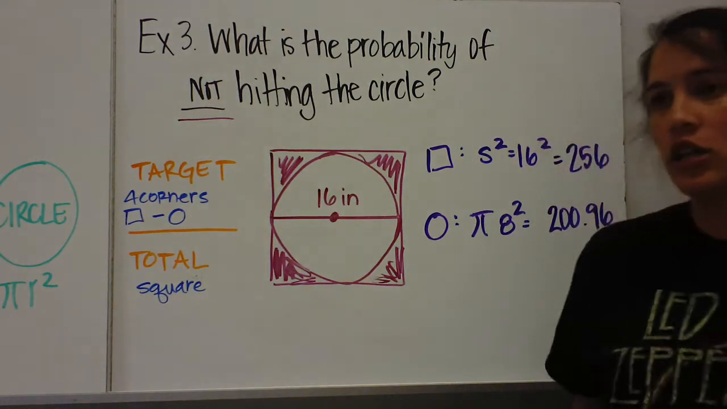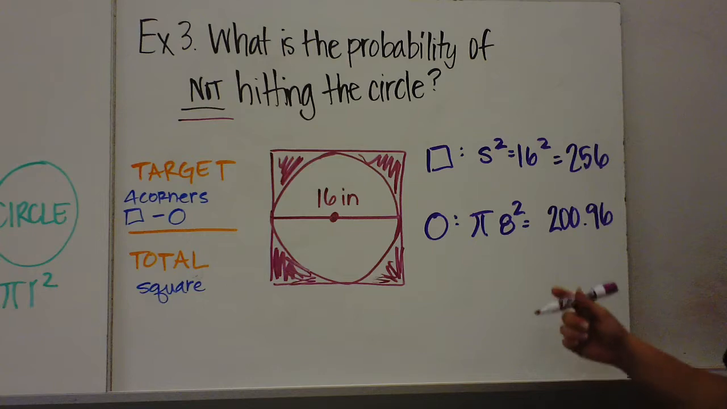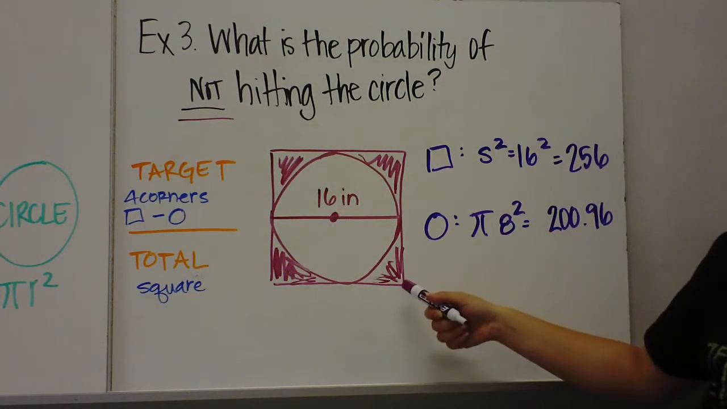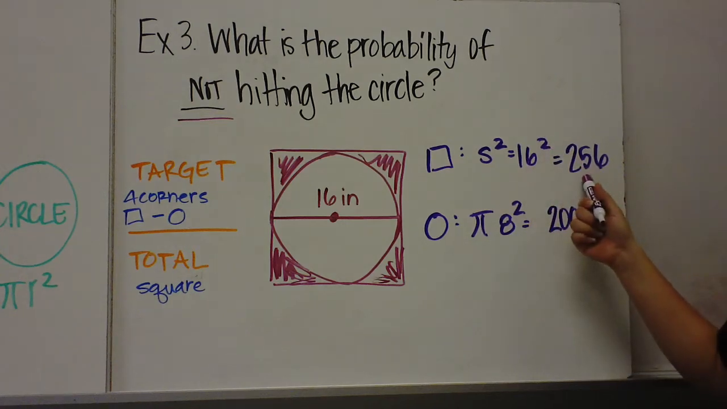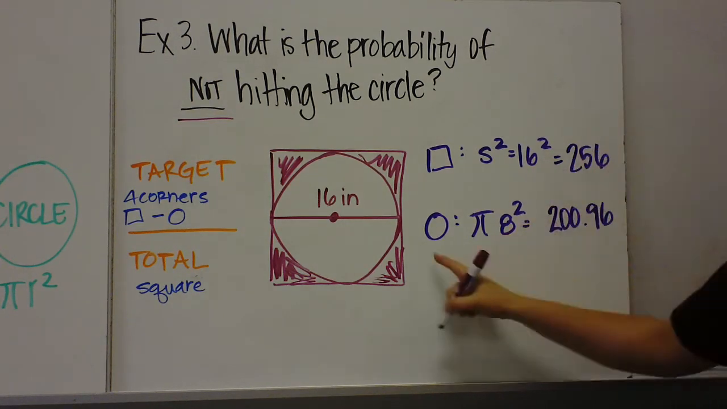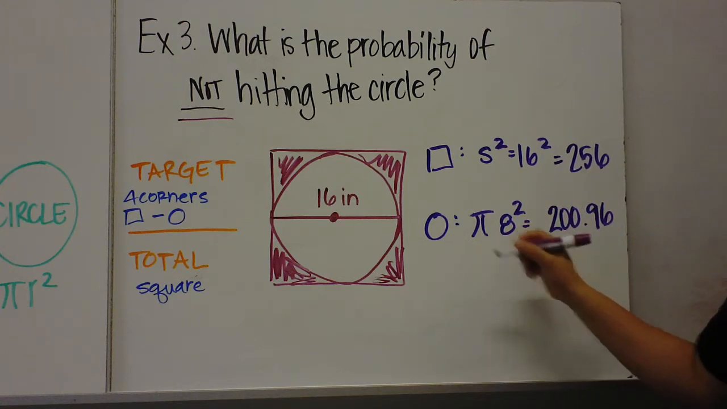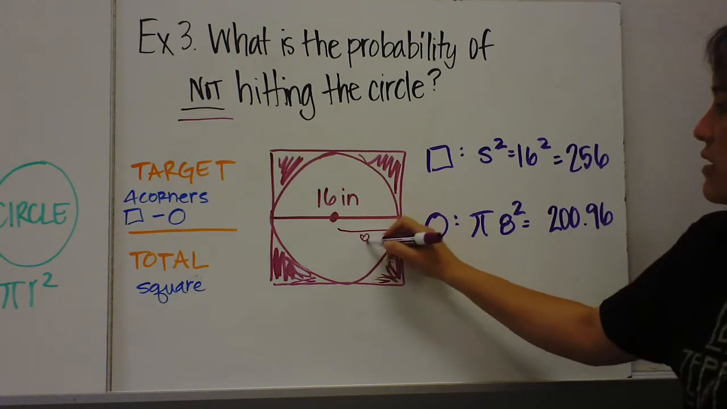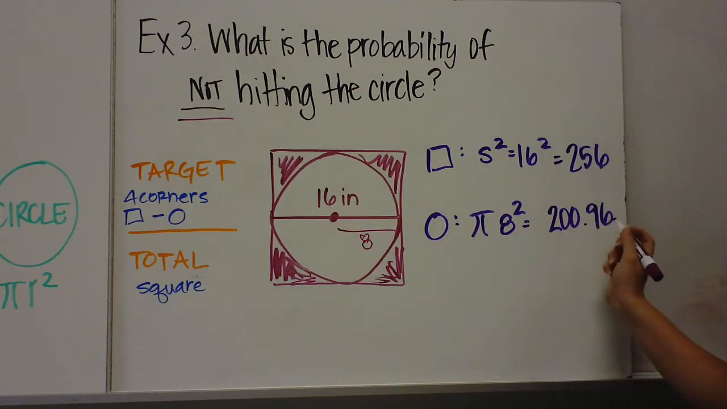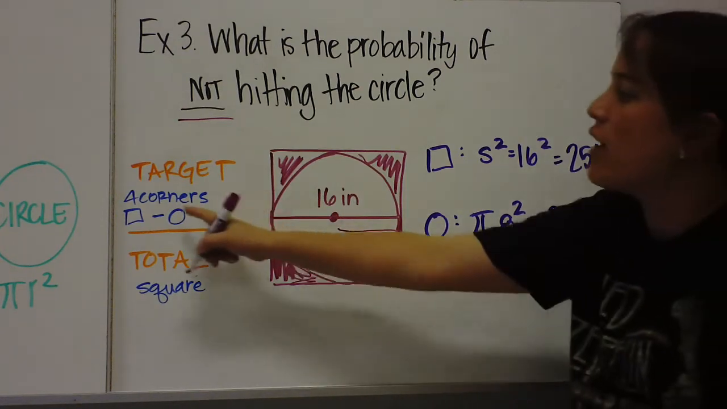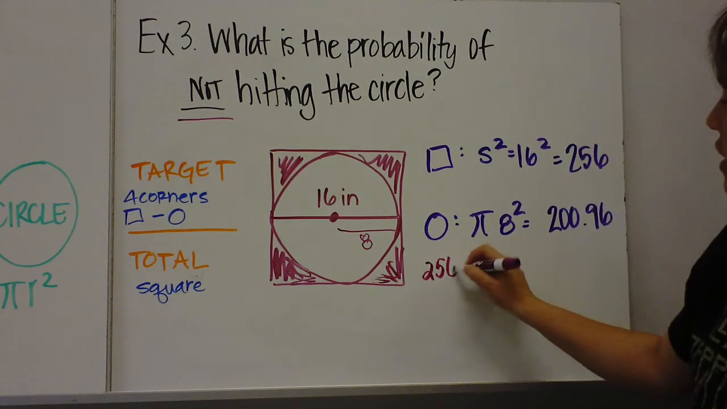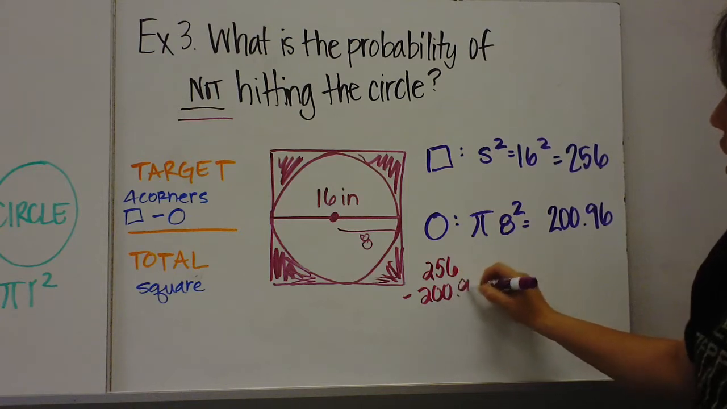So we have our target area and our total area. So let's come over here and look. The square has sides of 16. So we would do 16 squared and we get 256. This would be our total area. The circle is pi r squared, so half of 16 is 8. So I'd have to use pi times 8 squared, and I got 296. So now I need to do the square minus the circle. So 256 minus 296.